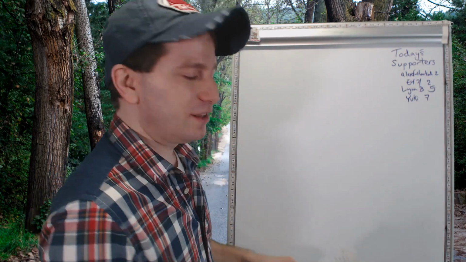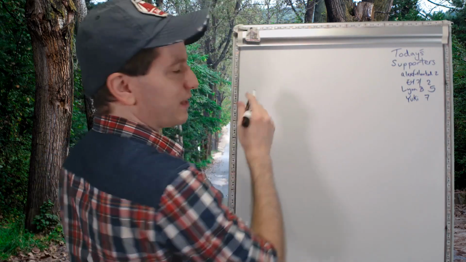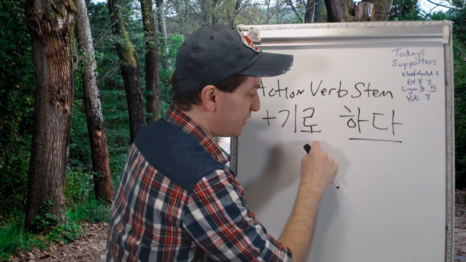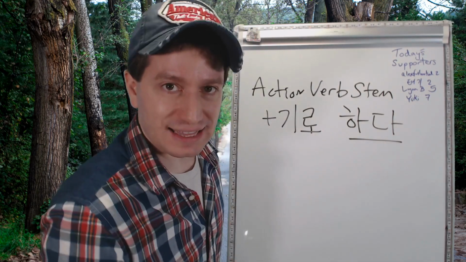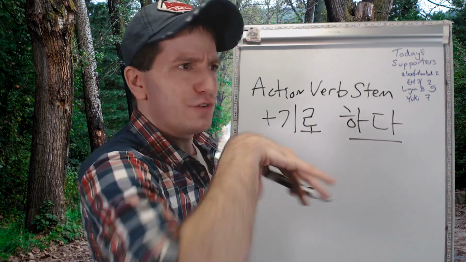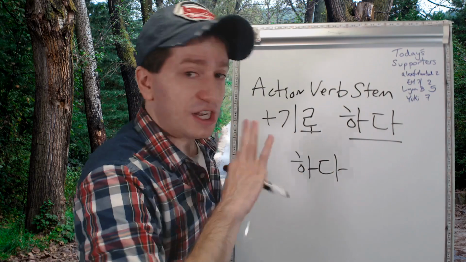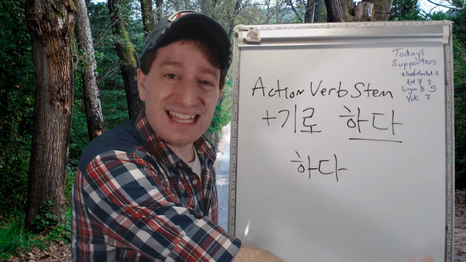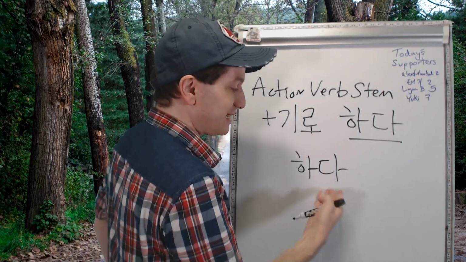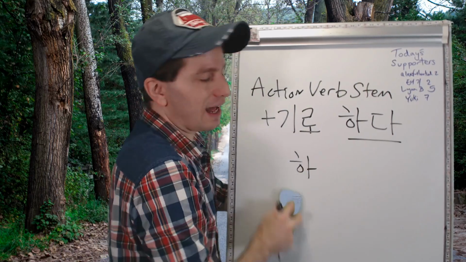Today we're going to be learning the form 기로 하다. The way that it works is you're going to take an action verb stem, then you'll attach 기로, and then you'll conjugate 하다. So what is an action verb stem? The action verb stem is the verb, so let's just say 하다, unconjugated. So you're not going to do anything to this verb first. This is the verb you'll find in the dictionary, as is. And the stem is you just remove the 다, and you're done.